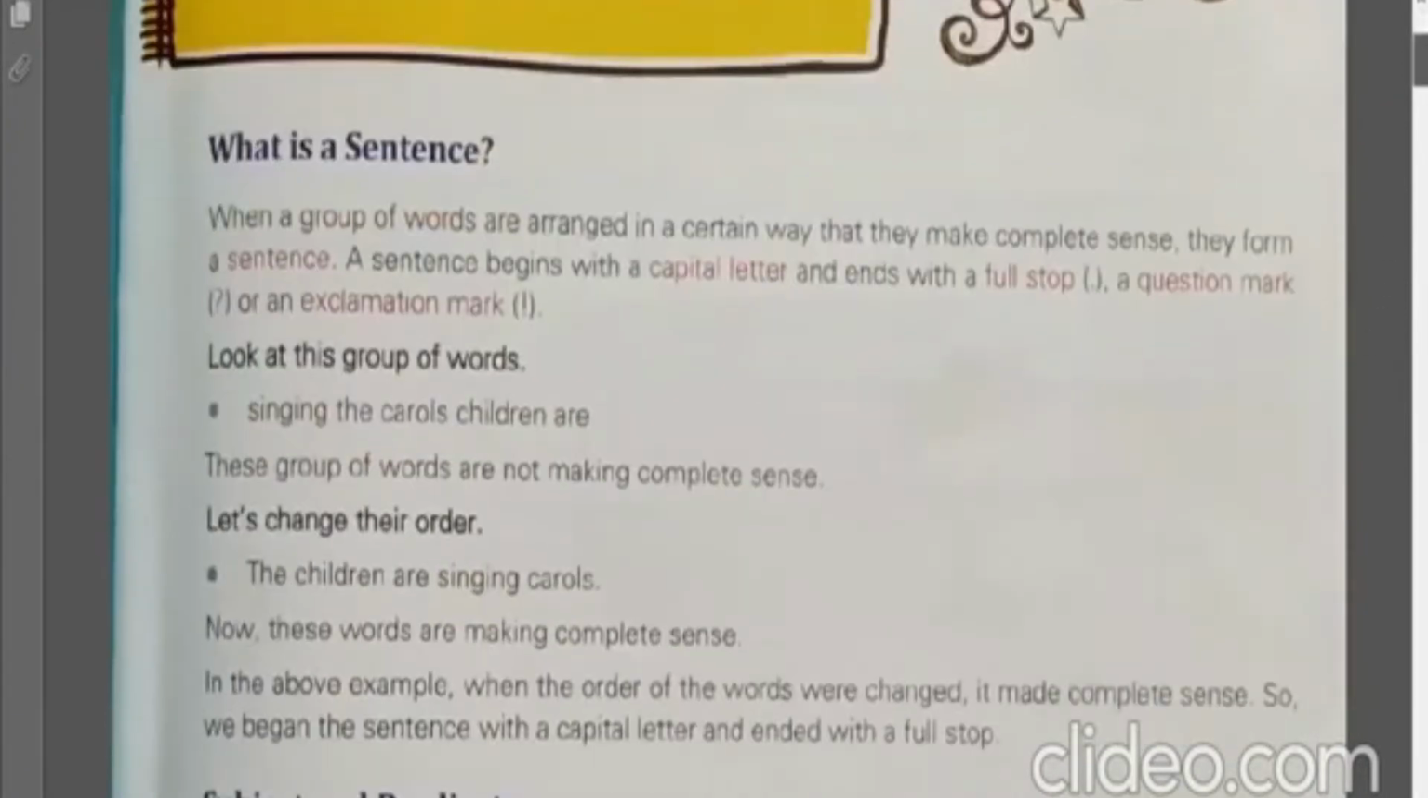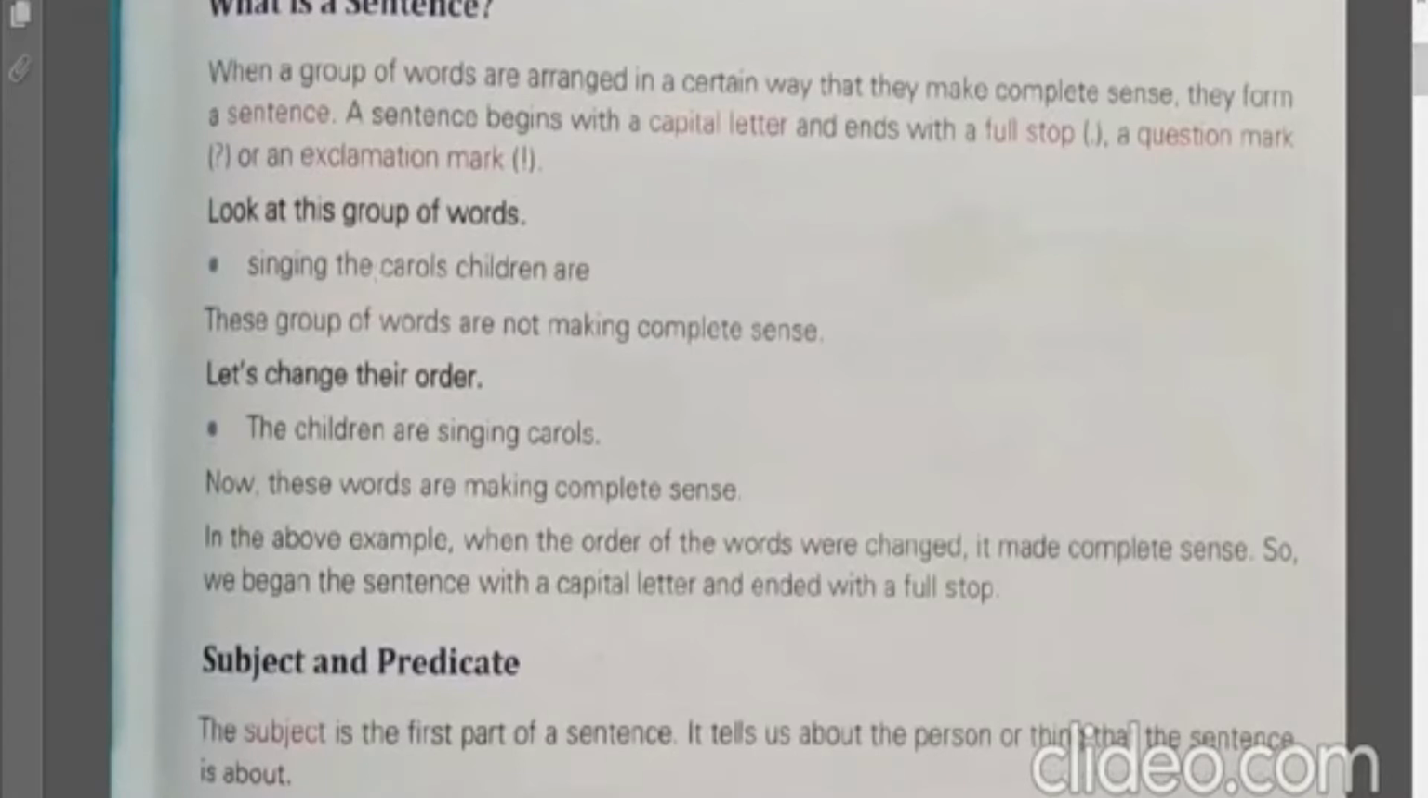Let's have an example for the same. Now look at this group of words: singing, the, carols, children, are. These are not arranged in a proper order because, as we mentioned, a sentence always begins with a capital letter, ends with a full stop, and it should convey complete sense. Now let's try to arrange it. The children are singing carols. Now this is giving a complete sense.